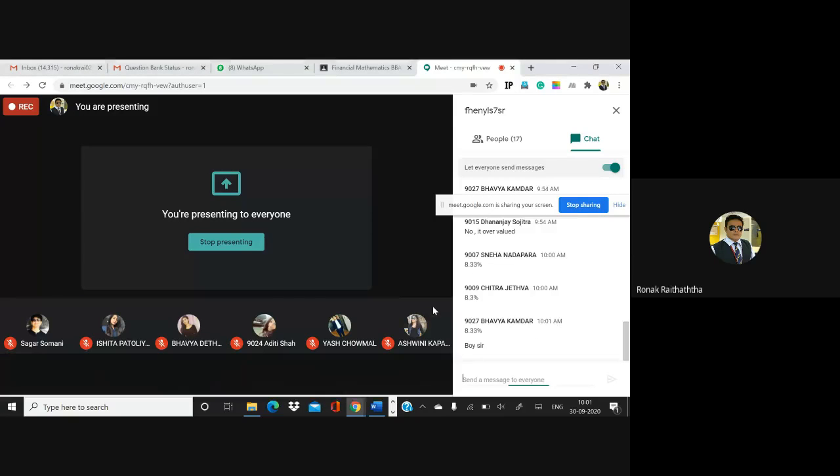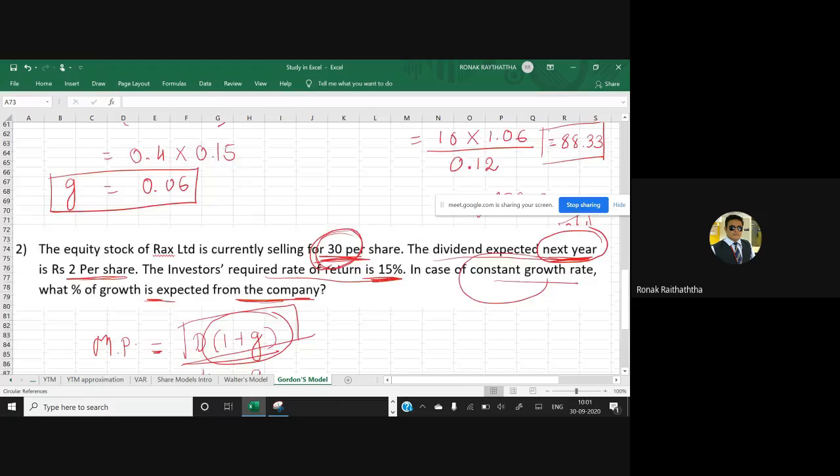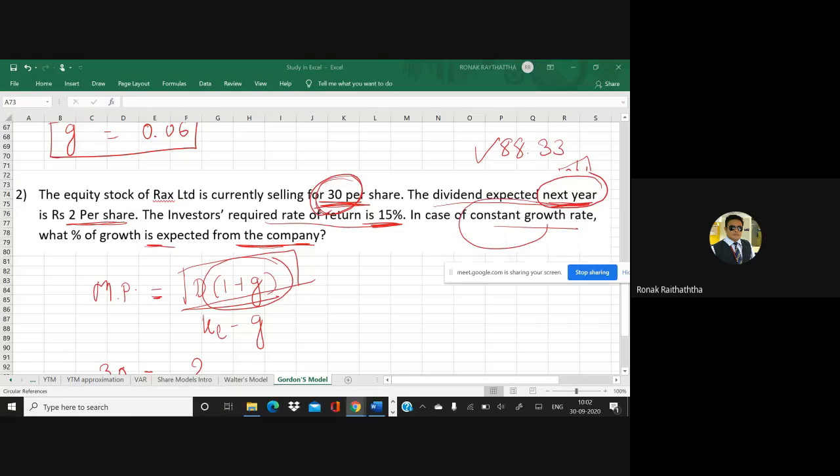Anyone else? Okay, so everyone is getting 8.33 only. So I hope all of those would be right. So 8.33 percentage is the growth rate expectation which anyone should keep if the price is 30 and expected return from investment as a KE is 15 percentage.